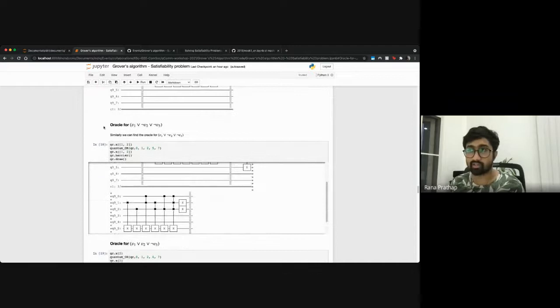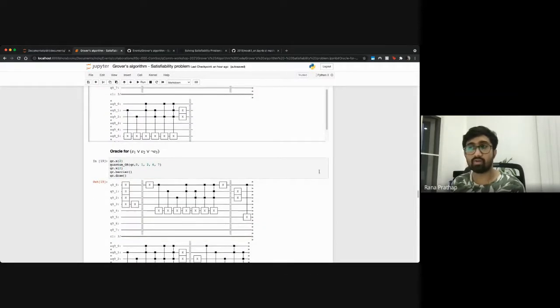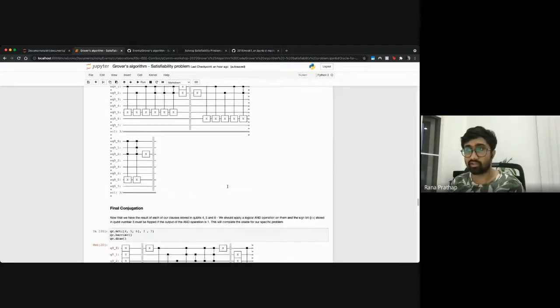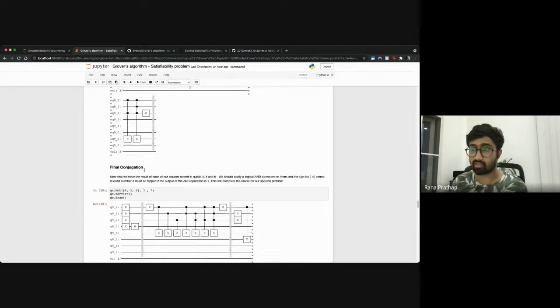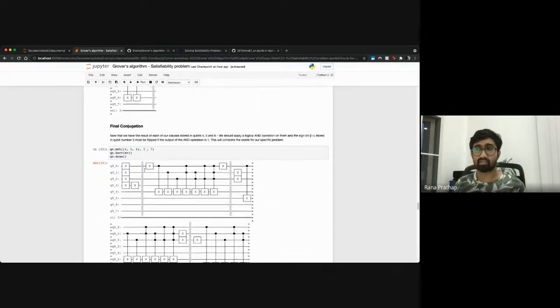Similarly, you do the second oracle. I'll leave it to you to find out how. And the third oracle, and you just append all of them and make sure that you store the values in different qubits. So for the second oracle, I'm storing it in 5. Third oracle, I'm storing it in qubit number 6. And after all of this is done, I have done all of my disjunction, all of my OR operations, and I have 3 outputs.